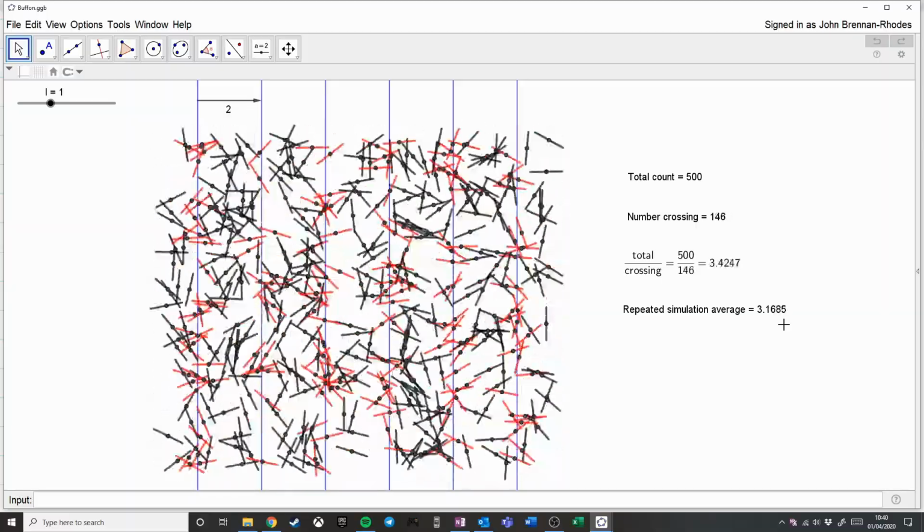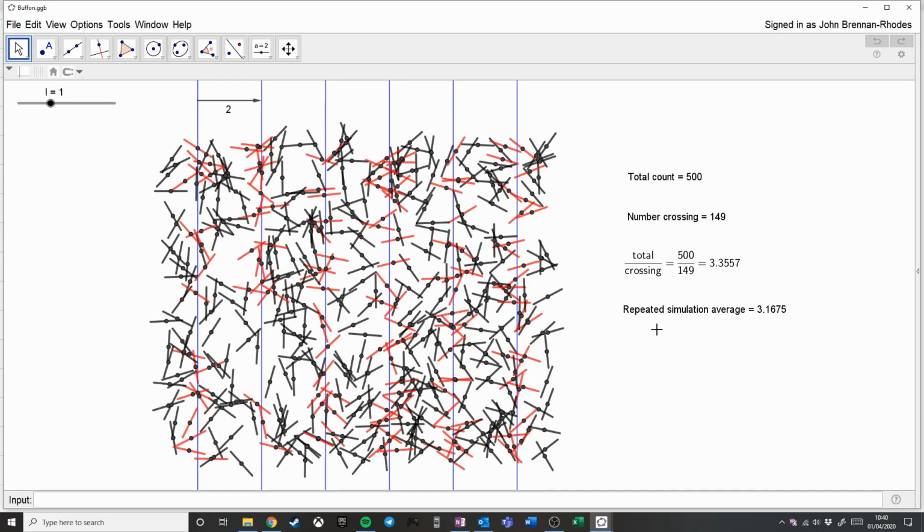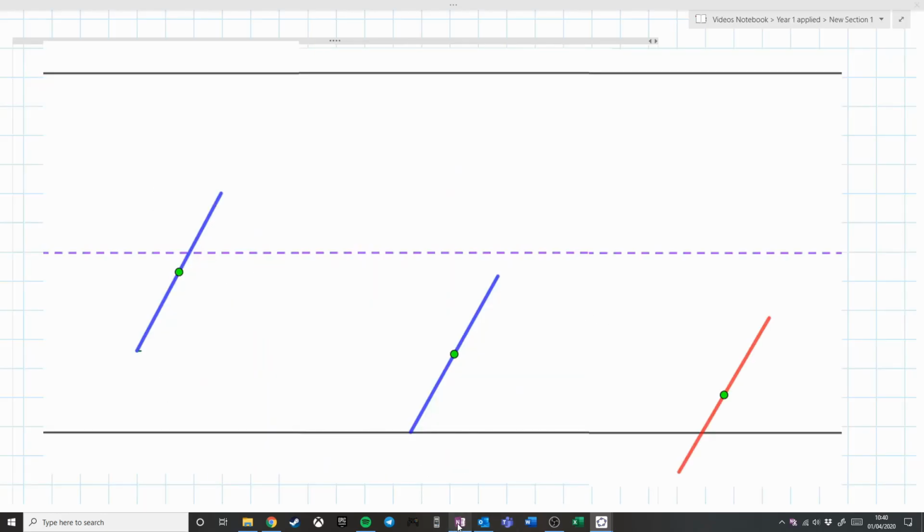Give it on a bit longer. You can see it's coming down, and it will actually approach pi. Okay, so why is that?